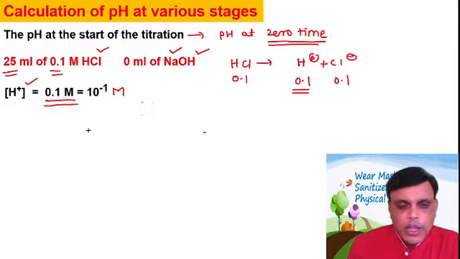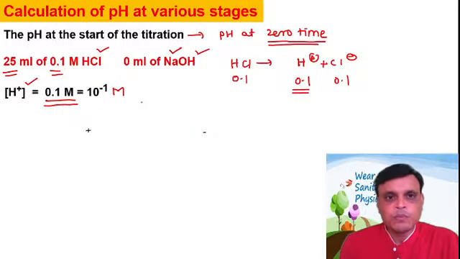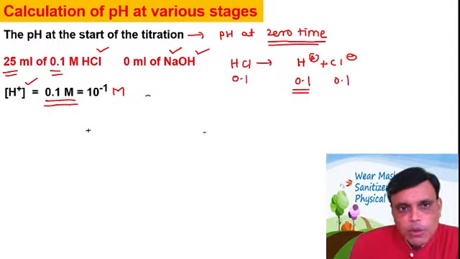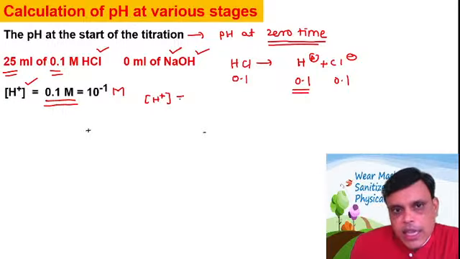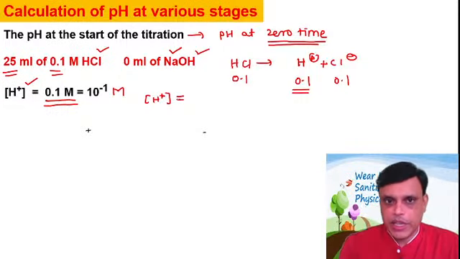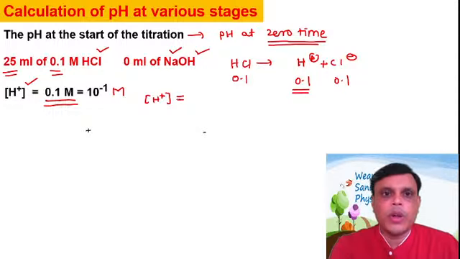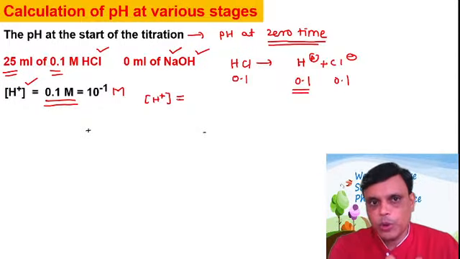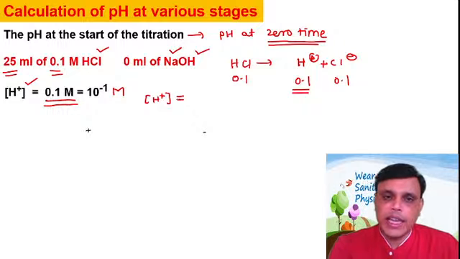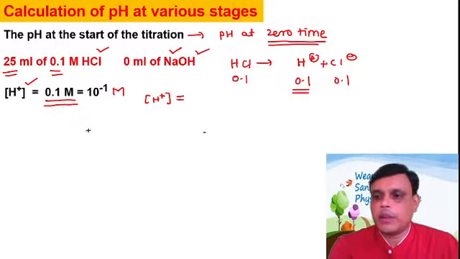Now once you know the concentration of H plus ion, you can calculate the pH. अगर आपको H plus ion के concentration पता है, then you can calculate the pH. Yes or no? Can you calculate pH or no? कर सकते हो अगर आपको H plus ion का concentration पता है. If you know the concentration of H plus ion, then can you calculate the pH of the solution? Istisham is saying yes sir. How can you calculate the pH? If you know the H plus ion concentration, then how can you calculate the pH? Tell me Istisham.